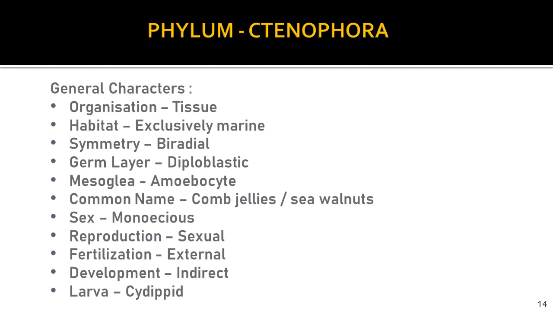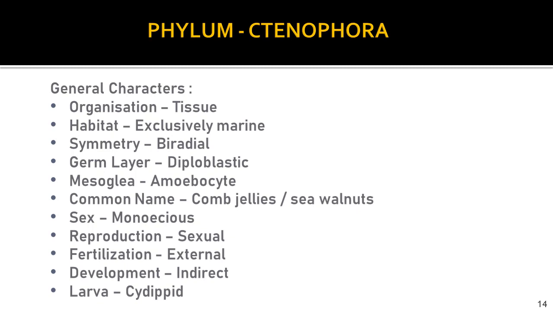Next one, germ layers. Germ layers here are also of the diploblastic type, which means only the outer ectoderm and the inner endoderm will be there, and the middle layer is known as mesoglea, but it is not formed as a clear mesoglial layer. Okay, not mesoderm, it will be formed as mesoglea, right?